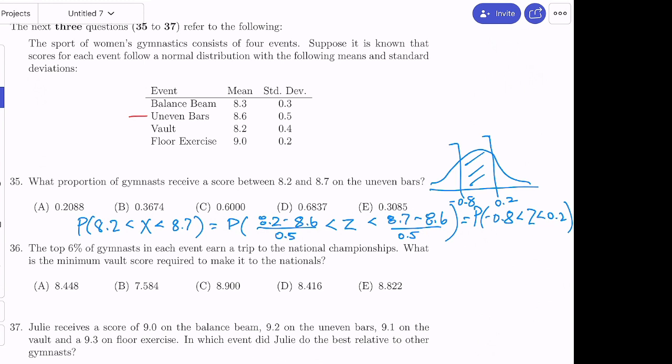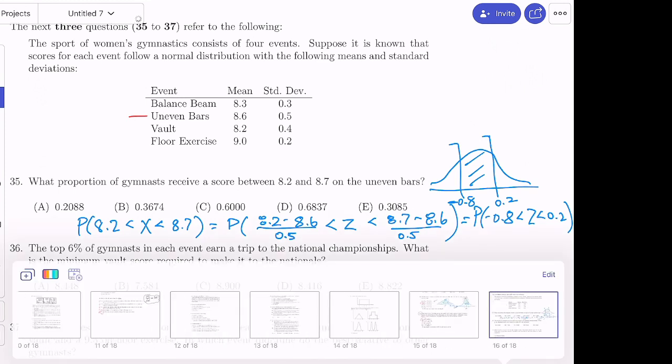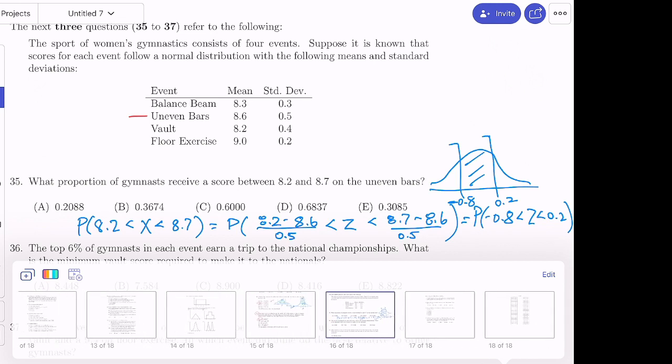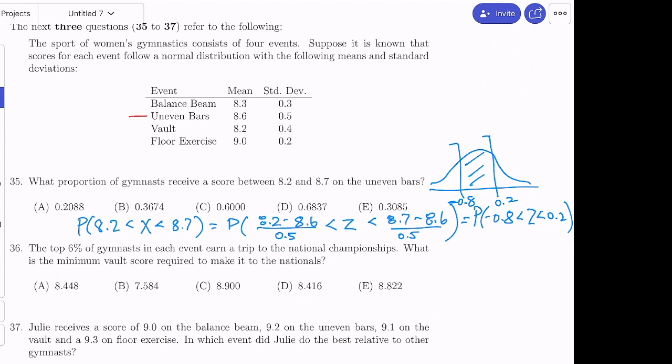I look on the table, which gives me the percentiles. And what do I get? Oh, I don't have the table in this test. Tell me what I get.